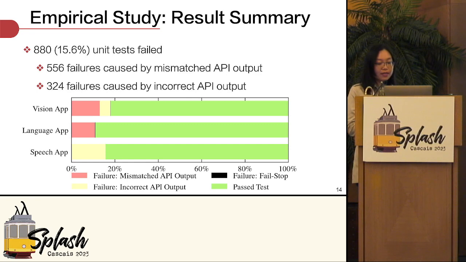Among all the unit tests, around 16% of them failed. Almost all of them are non-fail-stop failures. At first glance, one might blame the ML service providers for the high failure rate. However, for both vision and language applications, the majority of testing failures are actually not caused by incorrect output. In total, two-thirds of the test failures are caused by ML API outputs that are correct but do not match with the software's need.